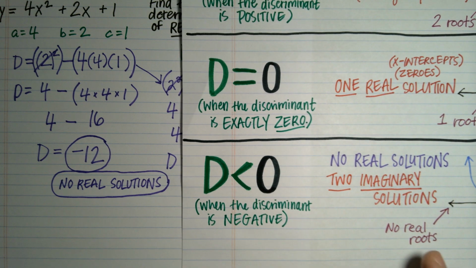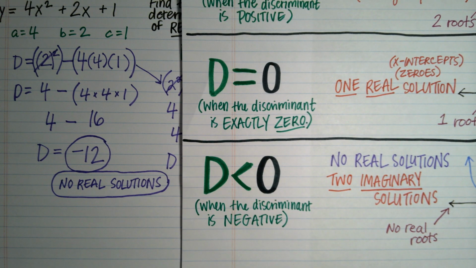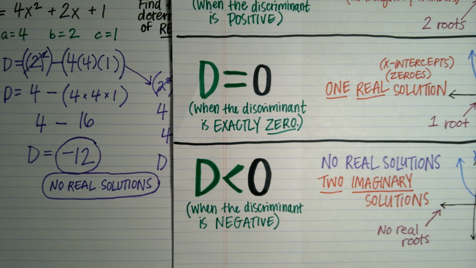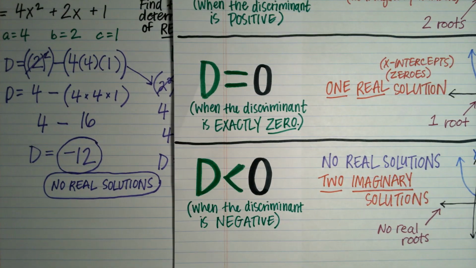No real solutions whenever our discriminant is negative. There are no real solutions. I should have led off with that. It makes a lot more sense to say it that way.